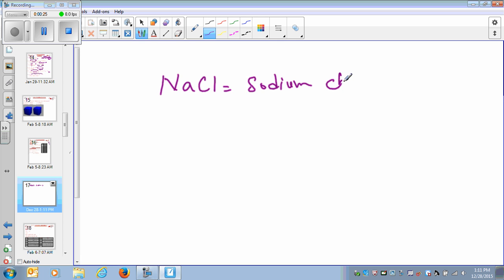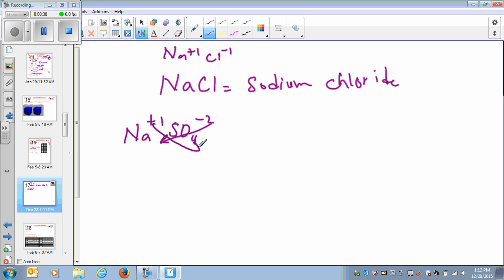Okay, and how do we come up with this formula? We have sodium plus 1, chlorine minus 1. Then we learned about polyatomic ions: sodium plus 1, SO4 minus 2, and we get Na2SO4, and we say it is sodium sulfate. So there are polyatomic ions.